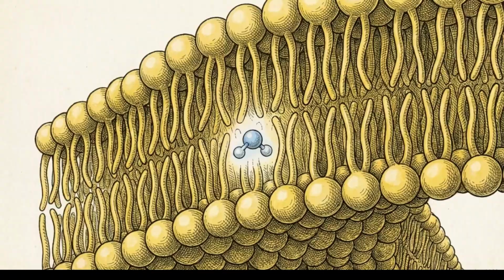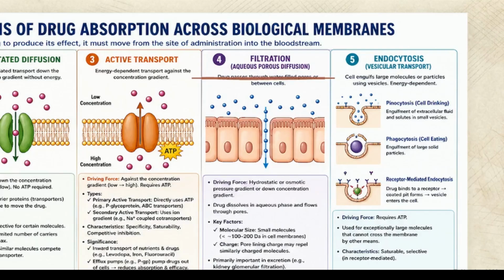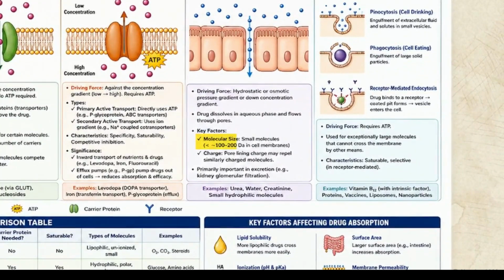That raises an immediate physiological problem. How do highly polar, hydrophilic, or water-soluble molecules bypass a barrier made strictly of lipids? Column 4 illustrates the simplest bypass: filtration, or aqueous porous diffusion. Instead of simple concentration, filtration is driven by hydrostatic or osmotic pressure gradients, pushing water and solutes between cells. But water-filled pores impose strict physical limitations.